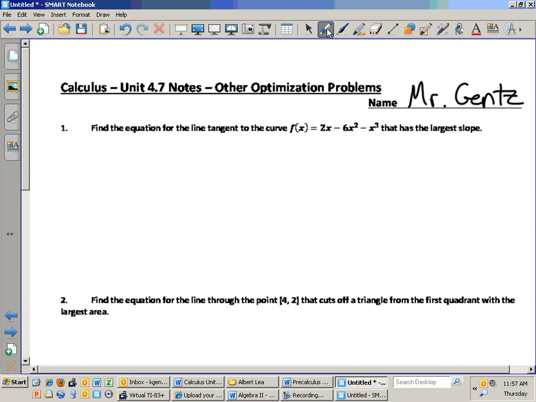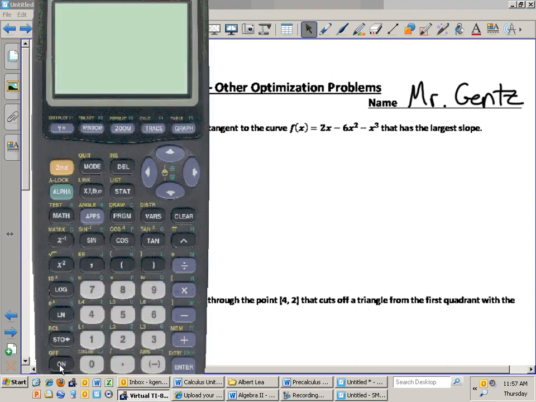find the equation for the line tangent to the curve f of x equals 2x minus 6x squared minus x to the third that has the largest slope. That has the largest slope. Let's actually graph this thing first and get an idea of what we're actually looking at.